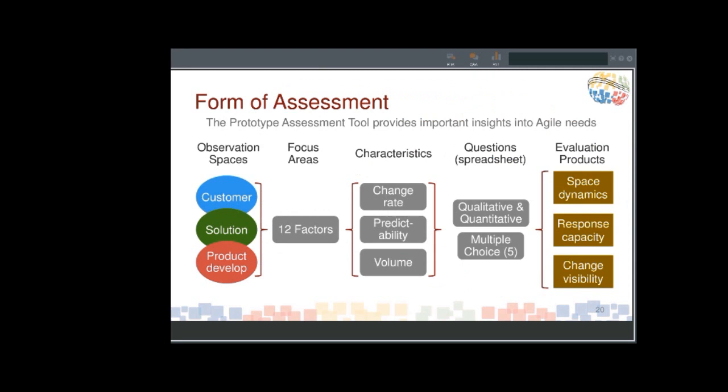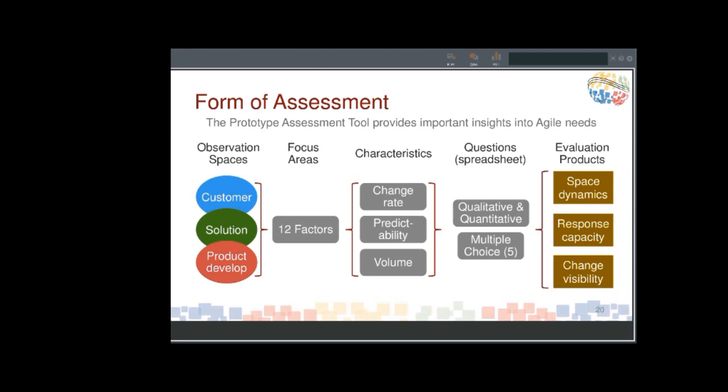All right, so after we got through all that, we ended up having to create an assessment. And the assessment is based on a set of questions. Right now, I think we've got like 30 to 40 questions. If you go from left to right, we took 3 of the 4 observation spaces and reduced things down to what we thought was very important, down to 12 factors. Again, this is all about focusing. At this point in time, we're really focused on 3 characteristics around change rate, predictability, and volume, which is the amount of variation.